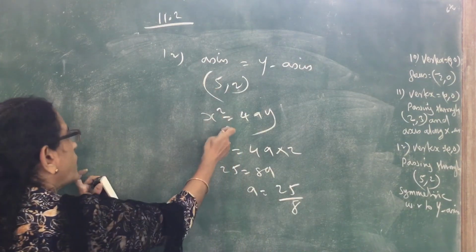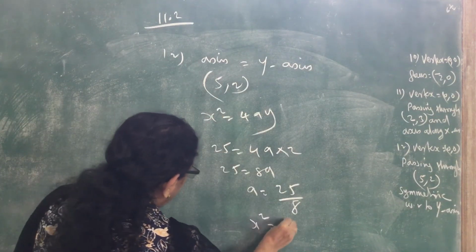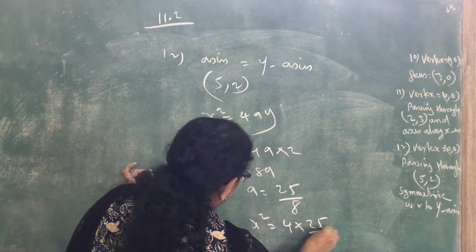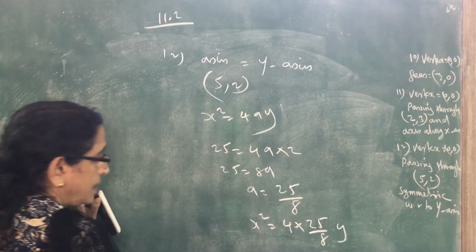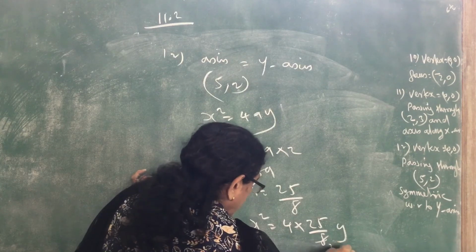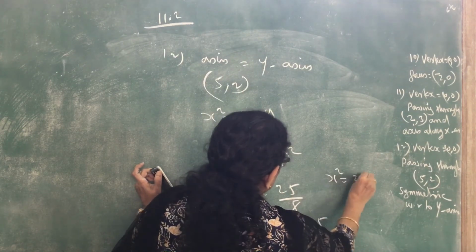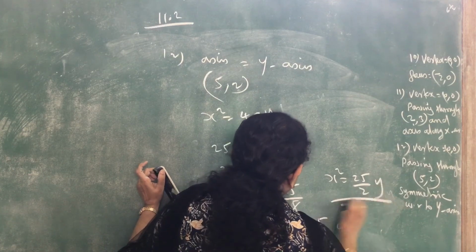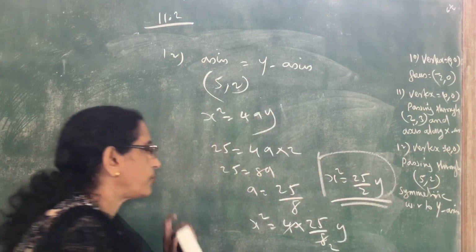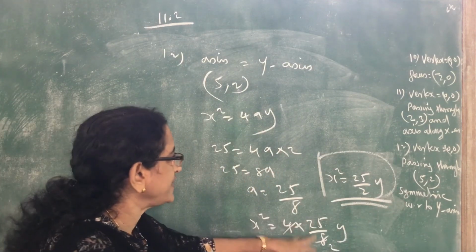Now we can write the equation x square equal to 4ay: 4 into 25 by 8 into y. That cancels to 25 by 2 y. Therefore x square equal to 25 by 2 y. That is the equation of the parabola, x square equal to 25 by 2 y.